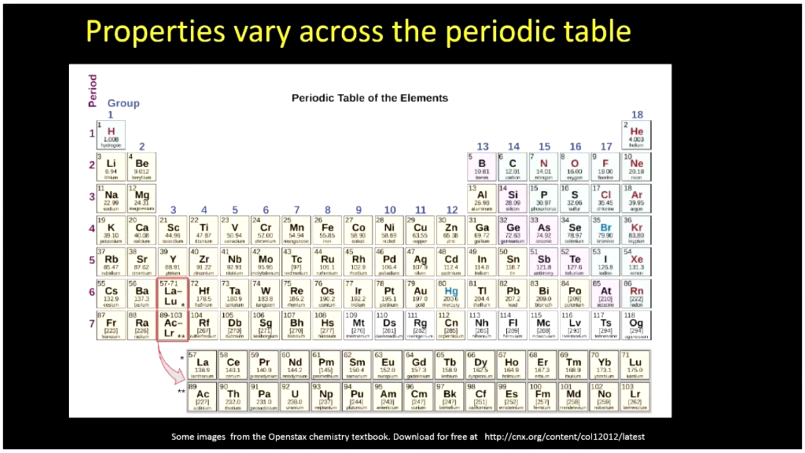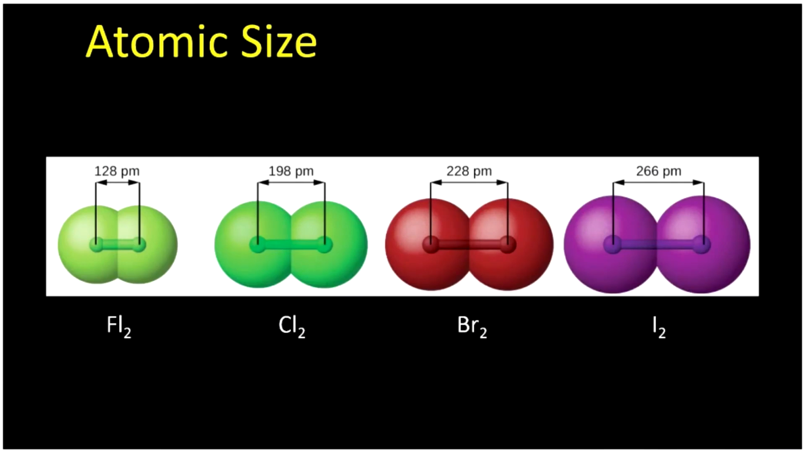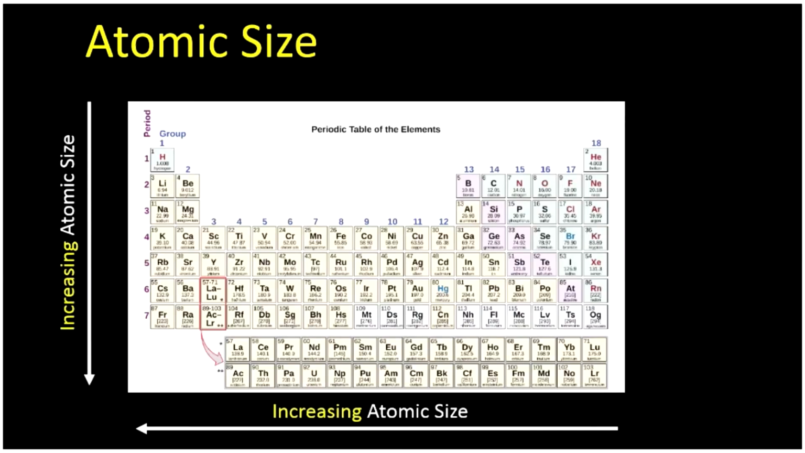Another one that we'll talk about in this video is atomic size. So for example, let's look at fluorine, chlorine, bromine, and iodine and think about how big they are. If we draw out their sizes, we'll see that F2 will be 128 picometers from nuclei to nuclei. Chlorine is 200 picometers. Bromine is 228 and iodine is 266. So what's happening is these atoms are getting bigger and bigger as we go down the periodic table. And that's the trend of atomic size.